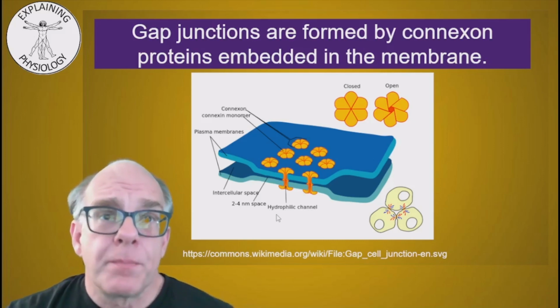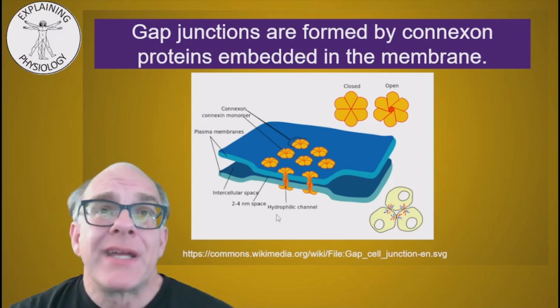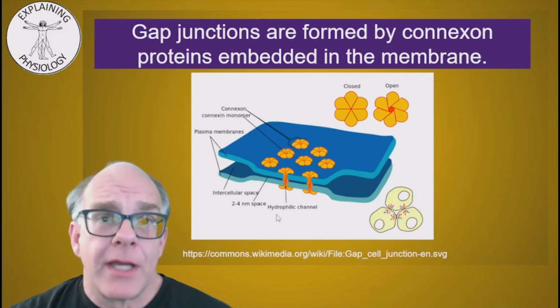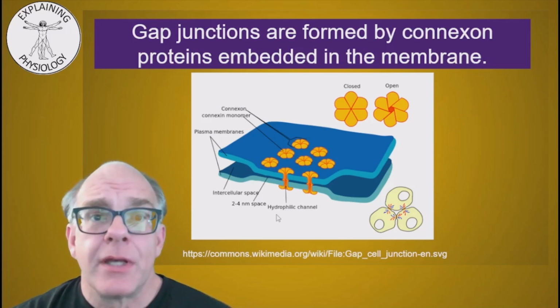And so the heart is pumping as a unit because of the presence of these gap junctions and the flow of ions through them from the cytoplasm of one cardiac muscle cell to the next.